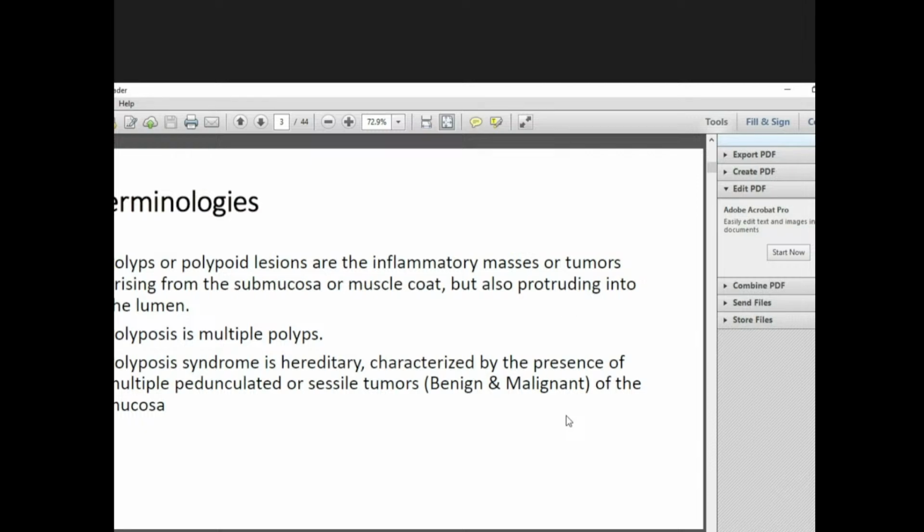What do you mean by pedunculated? A polyp which has a stalk, a connection which is more elongated, a stalk like a tree. You have the bark of a tree and the leaves. Okay, so it has a stalk, and the sessile is just a flat elevation, like a stone kept in a pipe. It's just a flat elevation, and it can be benign or malignant. Okay, so polyposis syndrome, polyposis, and a polyp.